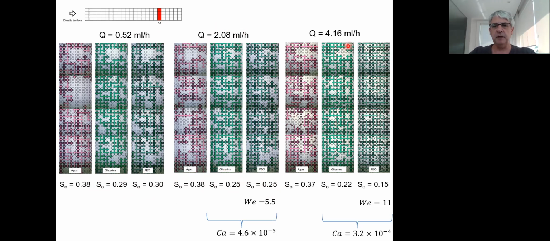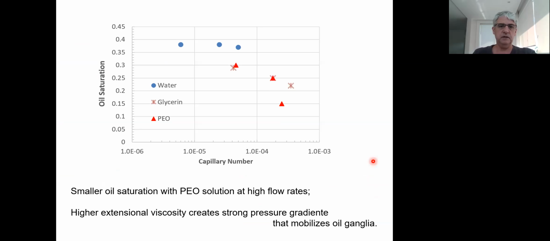And as we increase the capillary number even more, now you can clearly see a difference in the residual oil saturation comparing the glycerin and the PO solution. With the glycerin, you get a 22% oil saturation. With the PO, a 15% oil saturation. It's important to realize that as we increase the flow rate, we are increasing not only the capillary number, but also the Weissenberg number. So the elastic forces are becoming more and more important. And then that's when you start seeing the difference between the glycerin displacement and the PO displacement.